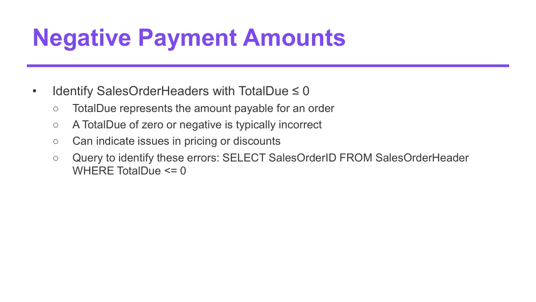Total due represents the amount a customer needs to pay for their order, so when we see values that are 0 or negative, it usually signals a problem. These values are often incorrect because an order should have a positive amount due. This kind of issue can arise from mistakes in pricing or from discounts being applied incorrectly. To find these errors, we use a simple SQL query that selects sales order IDs where the total due is less than or equal to 0. Identifying these helps us catch and investigate potential data or business logic problems that might affect billing or reporting accuracy.